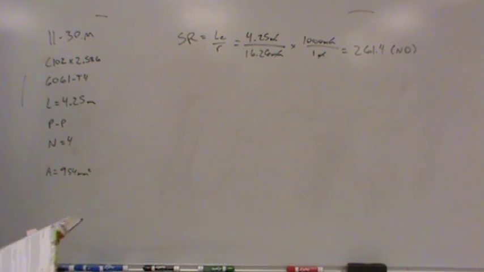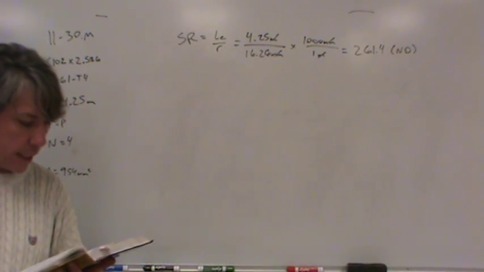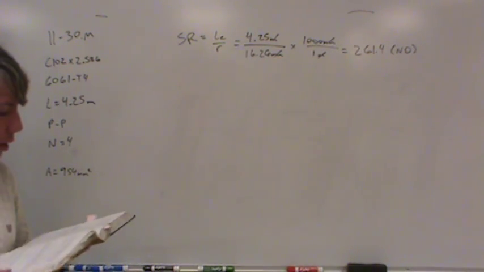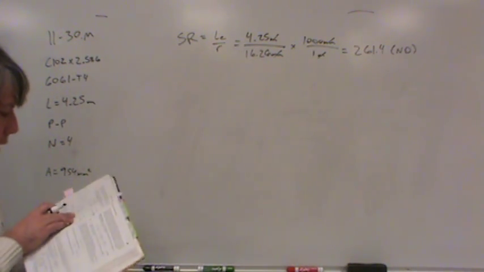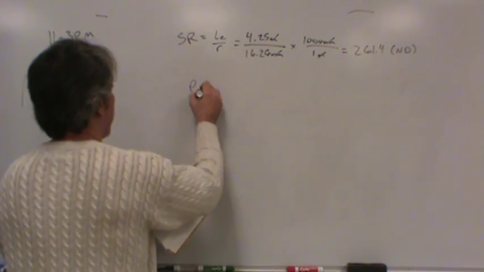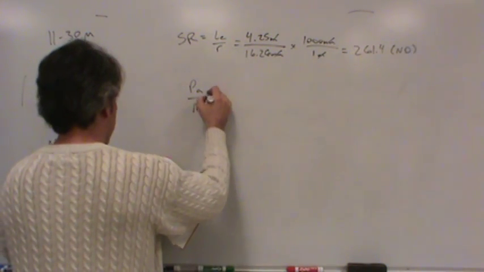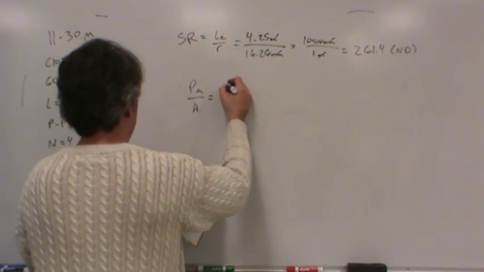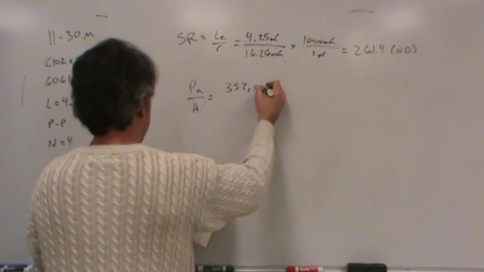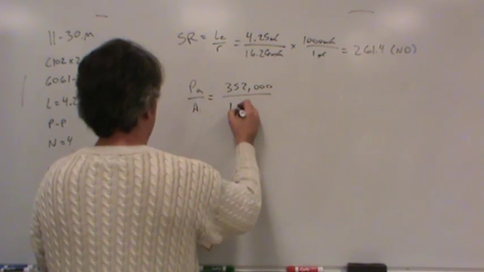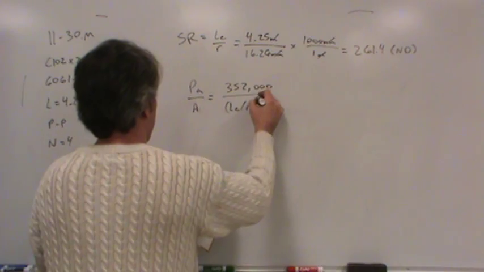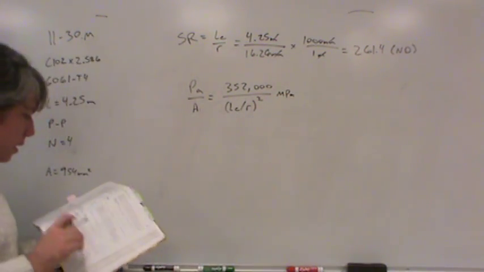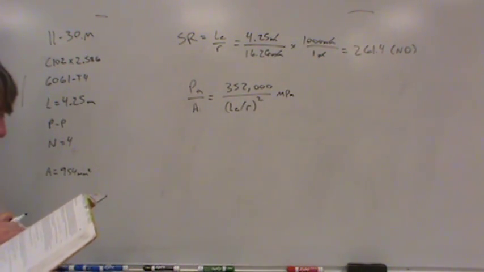All right, short and intermediate columns, well, that's a slenderness ratio between 0 and 66. Long columns greater than 66, that's what we've got. We're supposed to use allowable load over area equal 352,000 over this. Now I'm a little bit confused because they've got a number in them, or in the equations.